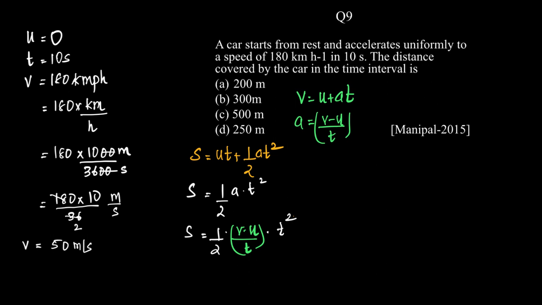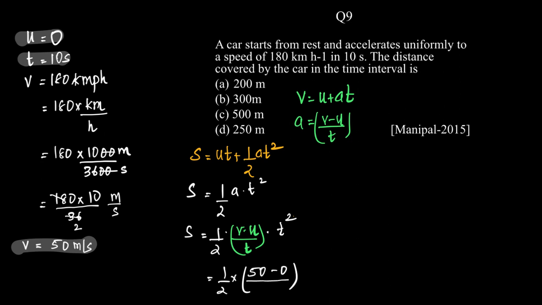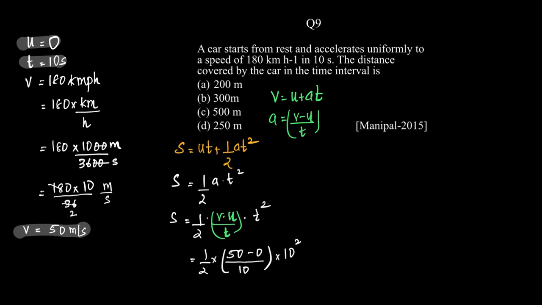In which case, S is equal to half into, what is the value of v? Let me just highlight those values for ease. So we have u here, t here, v in meter per second. All right. So what is v? v is 50 meter per second minus u, which is 0. Time is 10 seconds into t square, which is 10 square. So this becomes half into 50 minus 10 is 40, 40 by 10 into 10 square.